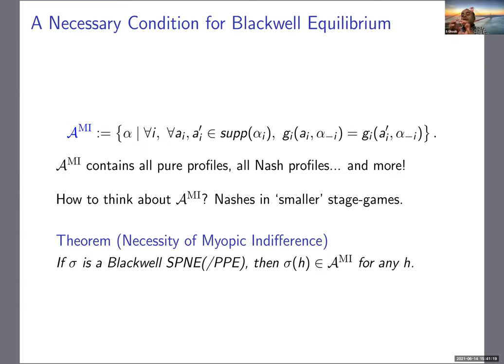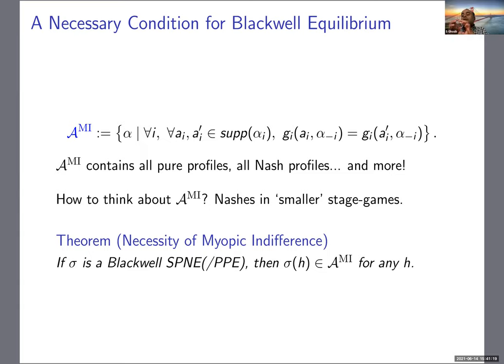Then look at N, Nash equilibria. All Nash equilibria and all pure action profiles are in AMI. So the pure one and the worst Nash are weakly bigger than the myopic indifference one. So the myopic indifference one lies between pure and Nash. It's lower than that, and it's higher than the standard min-max. So it's in between. And I will show you through an example that you can actually make these strict.